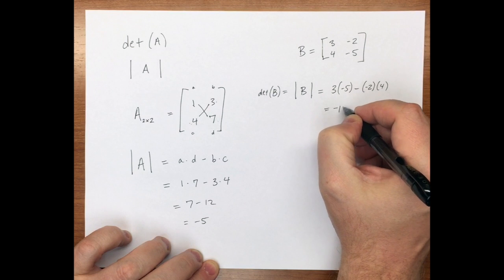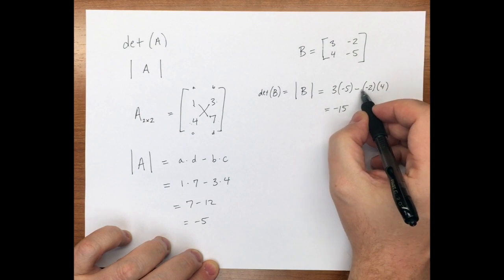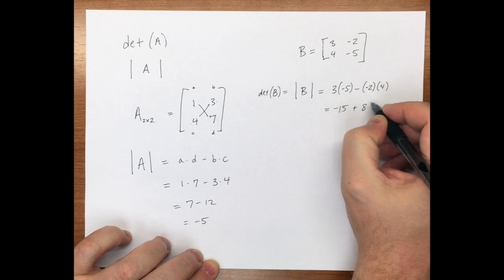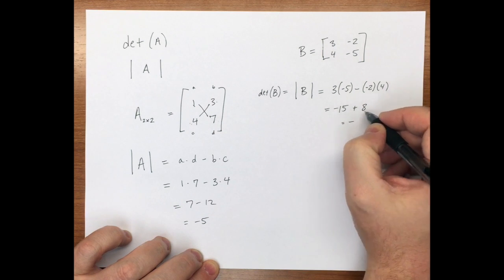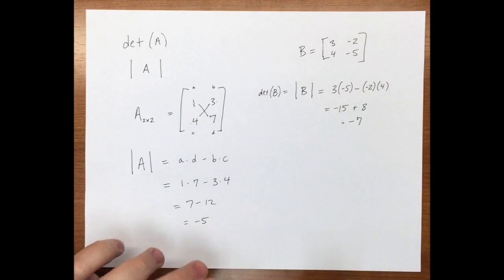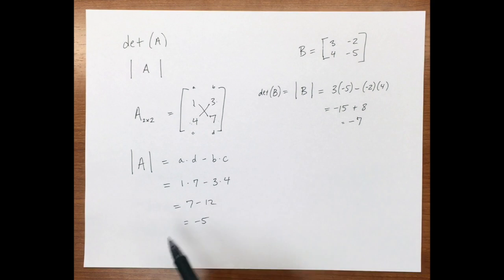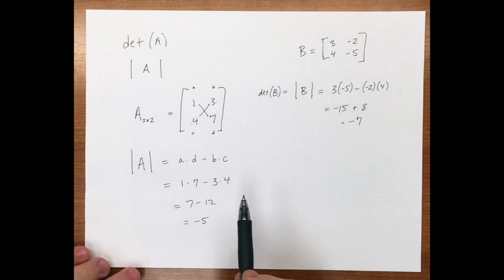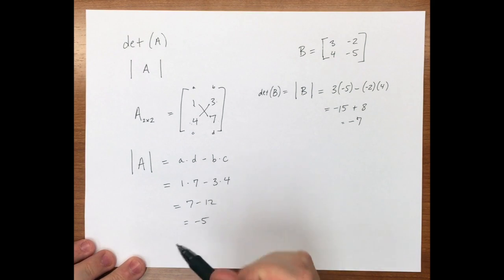So we have -15, and then we have a double negative here. This would be +8, which gives you a -7 overall. So we happen to get a negative value for both of these determinants, but we can get positive values, we can get 0, and based on what we get for the determinant, that will tell us some other properties about the matrix. Okay, so this is how you find the determinant of a 2x2 matrix.